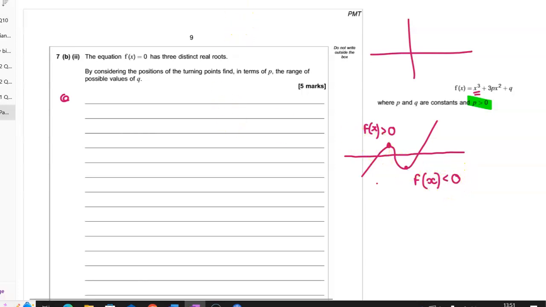Now we know, because we've just found out from the previous question, that there is a turning point at x equals 0. So we know there's an axis going through here. Now we know that this one is not x equals 0. Well, how do we know that? So let's consider the turning points. We know there's a turning point when x equals 0, so f of x when x equals 0 is equal to q. Now, could it be there?